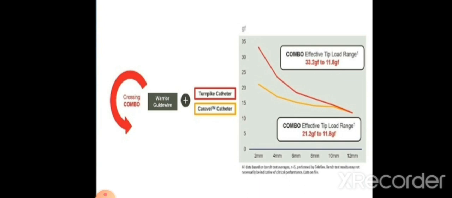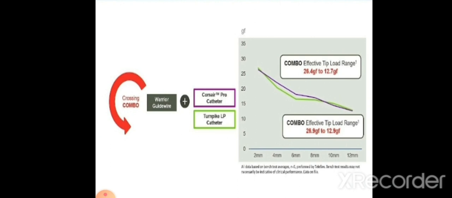And as we see here, the Turnpike is a relatively stiffer catheter than the Caravel catheter, so it will increase the effective tip load of the guide wire more than the Caravel catheter. So here, with different kinds of microcatheters with the same guide wire, we have a different range of effective tip load of the guide wire.